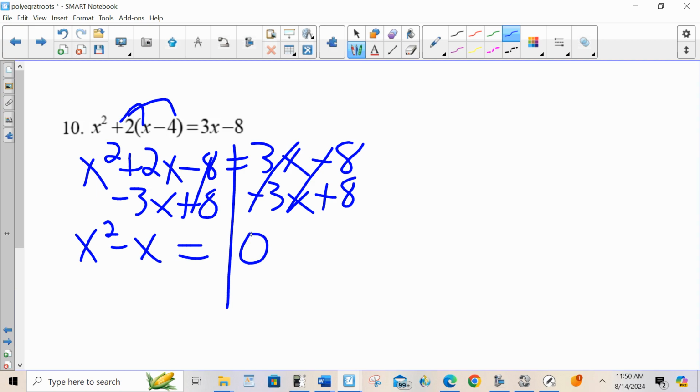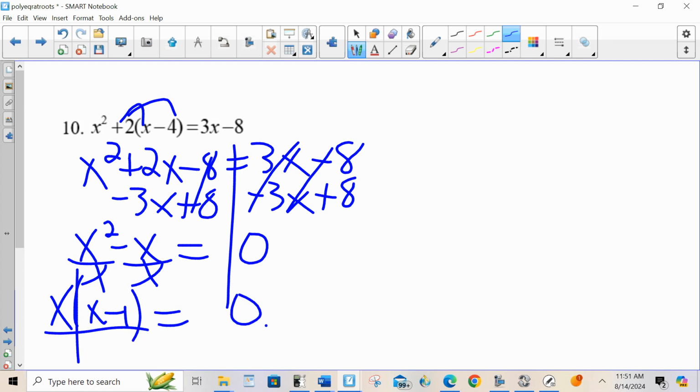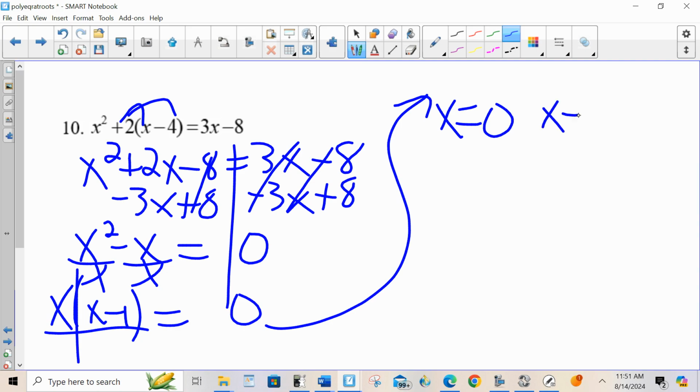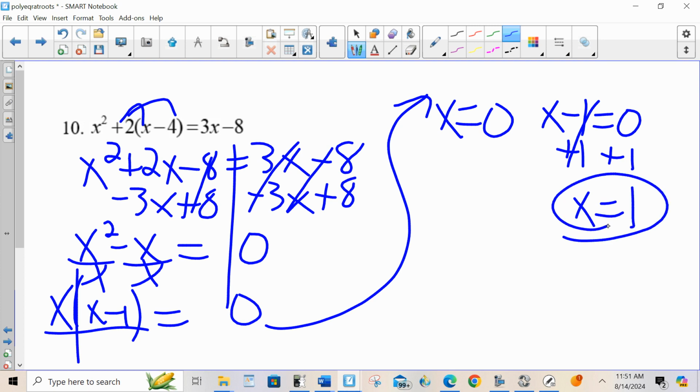Party time. Bubbles. Factoring. Is there a GCF? Yes. X times x minus 1 equals 0. Set each factor equal to 0. X equals 0. X minus 1 equals 0. X equals 0. X equals 1.